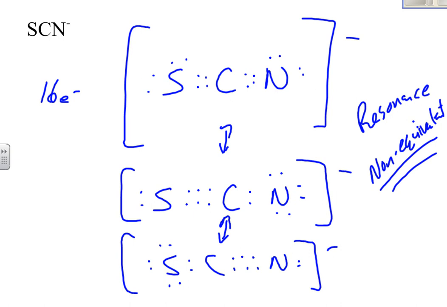Each one is different from the other ones. Remember when we did the one for NO3 minus, each resonance structure was basically the same thing, just moving the double bond to a different oxygen. Here we have some triple bonds, and so what this is doing is showing that the electron density is more on one atom than another.